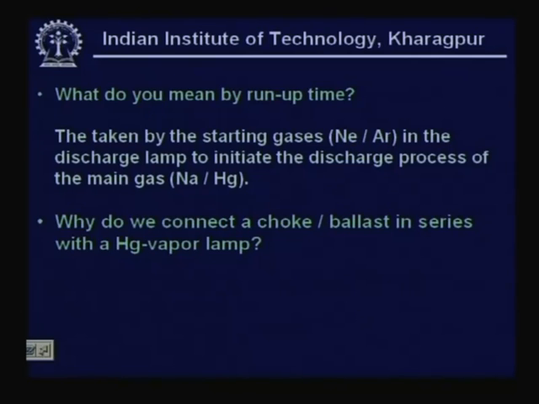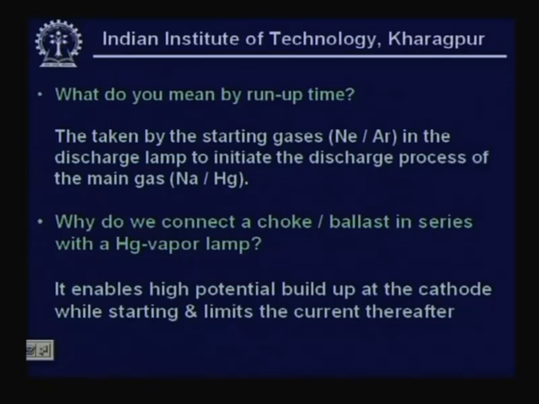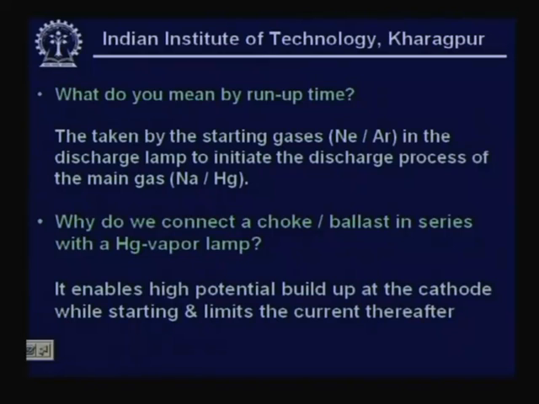Why do we connect a choke or a ballast in series with a mercury vapor lamp? It enables high potential build-up, that is what we said. Arc needs a high voltage development that is done at the cathode while starting and limits the current thereafter. This is possible because we know that if there is an inductive circuit, RL circuit, you break or you create interruption in that current, that builds a voltage transient, and that helps the arc to build up.